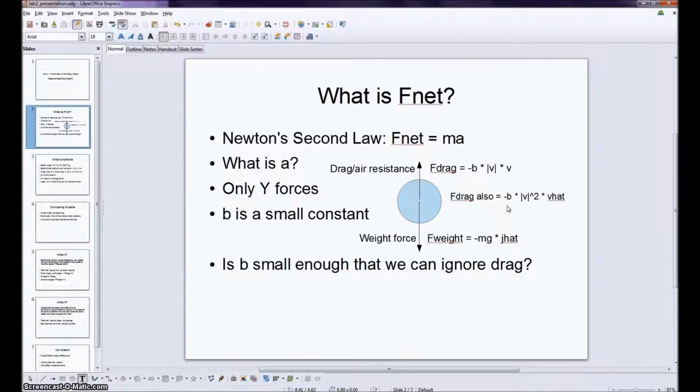The drag force is given by the equation negative b times the magnitude of the velocity squared times the unit vector of the velocity. I used the fact that any vector can be written as the product of a unit vector and the vector's magnitude to simplify this equation to negative b times the magnitude of the velocity times the velocity vector. And you will note that the drag force is positive because it opposes the velocity, which is negative, and two negative components means a positive force. In these equations, b is a small constant, but that does not necessarily mean that we can ignore the drag.